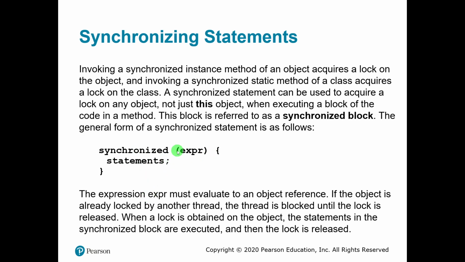So when we call synchronized, the expression has to evaluate to an object reference. So we have to pass synchronized an object. If the object is already locked by another thread, it's blocked until the lock gets released. When a lock is obtained on the object, the statements in the synchronized block are executed and then it gets released. So it works the same way we described in the last videos.